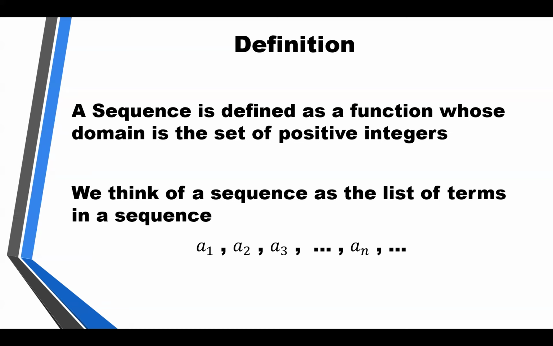Oftentimes, we think of a sequence as a list of terms because when I plug in 1, I get an output, which is my first term. I plug in 2, I get an output, which is my second term. I plug in n, and I get an output, which is my nth term. And these terms are often called A1, A2, A3, An, where A sub n is just the nth term of the sequence. It's what you get out when you plug in the positive integer n.